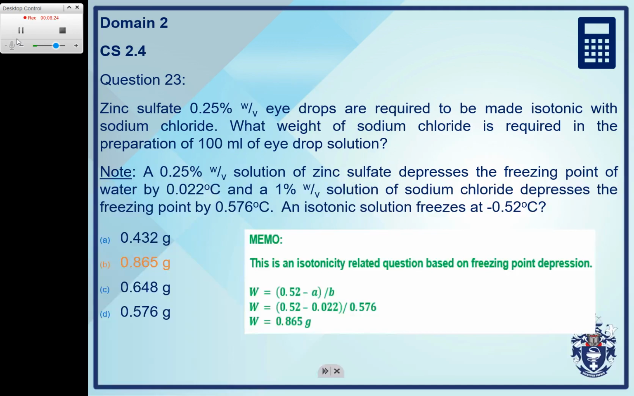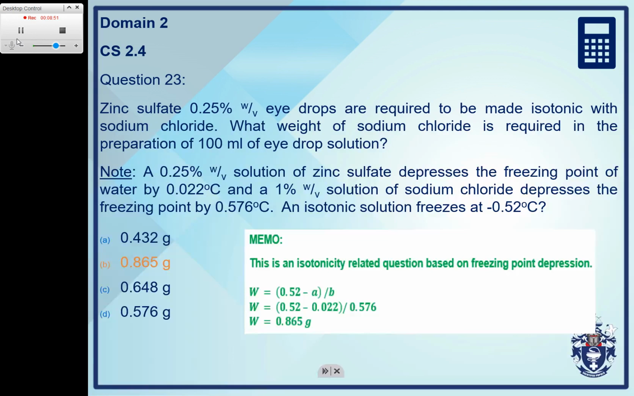In terms of A, the freezing point depression of the solution that you'll have to make isotonic, that will be zinc sulfate. And from the information supplied, you can see that a 0.25% weight per volume solution of zinc sulfate depresses the freezing point of water by 0.022 degrees Celsius.